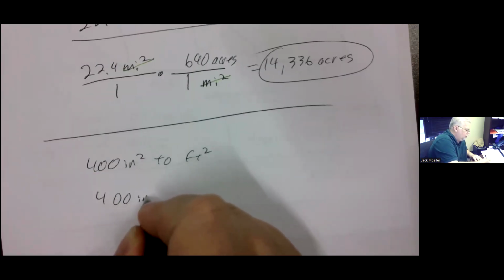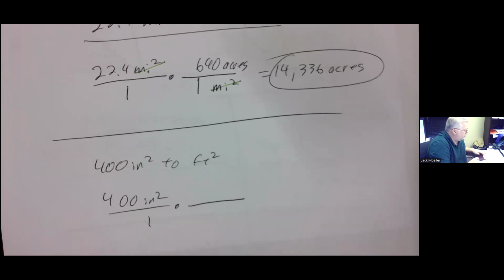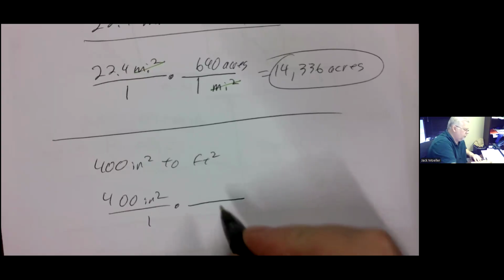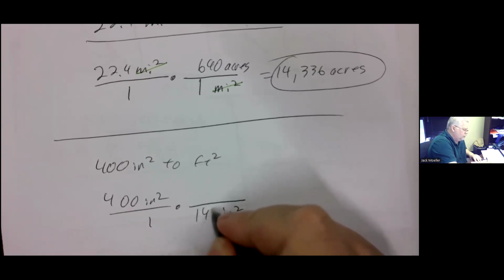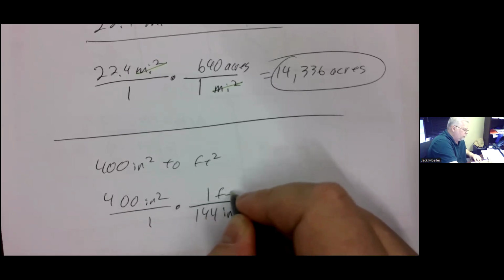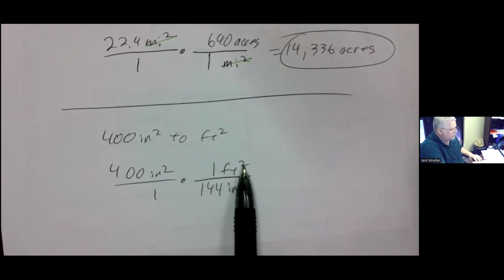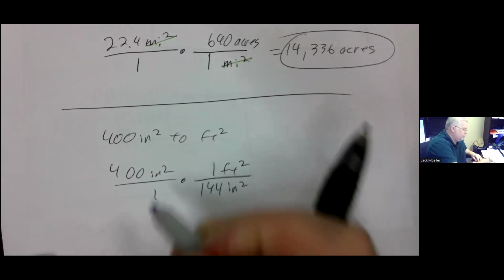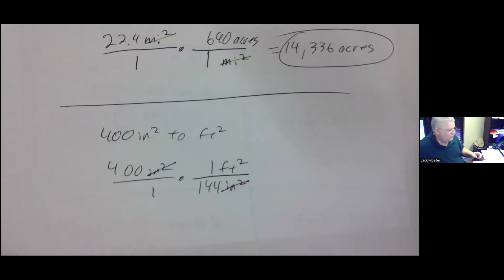So 400 inches squared over 1. Now we talked about this, 144 square inches in a square foot. So we want the square inches on the bottom. There's 144 of those in 1 square foot. I tend to use SQ for squared interchangeably with exponents, and it doesn't really matter which one you use as long as you know they mean the same thing. So now we're just doing 400 divided by 144.